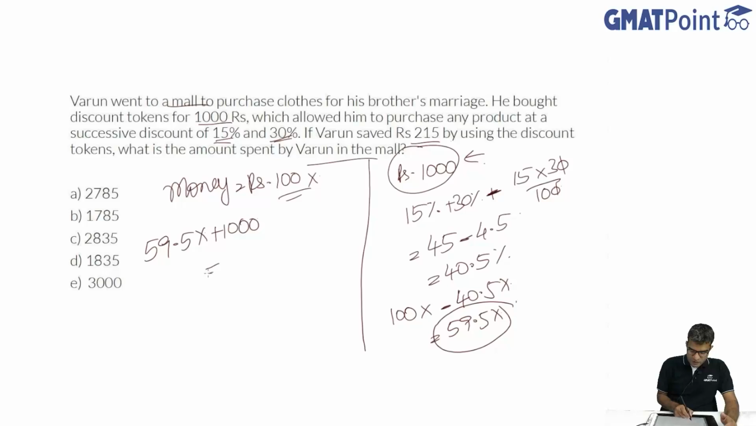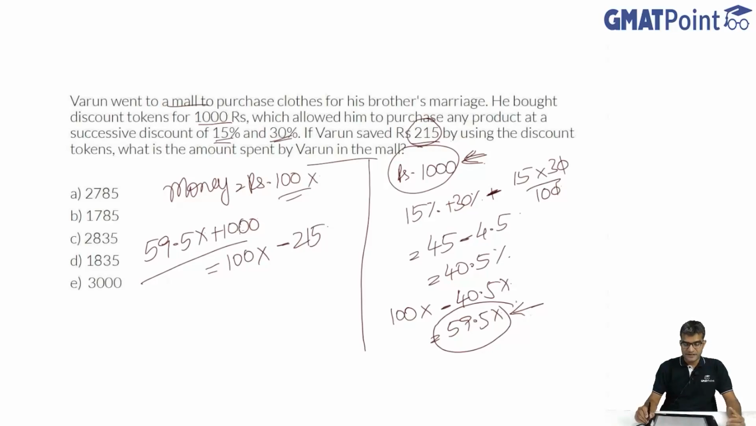This is equal to 100x, the original money that he wanted to spend, minus 250, which is the savings that he got because of this transaction. Without purchasing the discount coupons, he would have spent 100x. Because he purchased the discount coupons for 100, on the goods he only spent 59.5x. So 59.5x plus 1000 is equal to 100x minus 250. This is the equation. Using this equation, we can get the value of x.